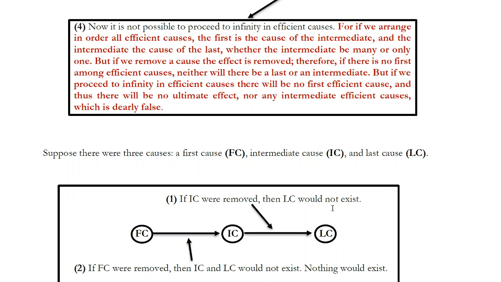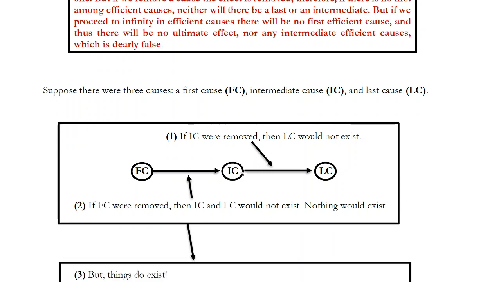So he says, but if we remove the cause, the effect is removed. Therefore, if there is no first among efficient causes, neither will there be a last or an intermediate. But if we proceed to infinity in efficient causes, there will be no first efficient cause, and thus there will be no ultimate effect, nor intermediate efficient causes, which is clearly false. So what is he saying here? He's saying, well, imagine this chain of events. First cause, intermediate cause, last cause. Now we just said that if you remove a cause, the effect is removed as well.